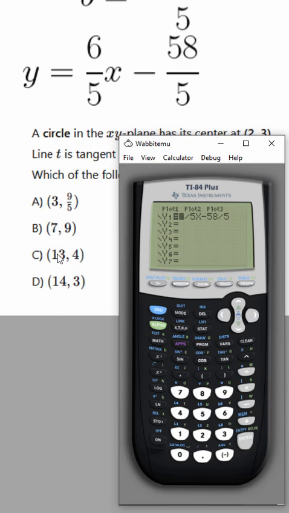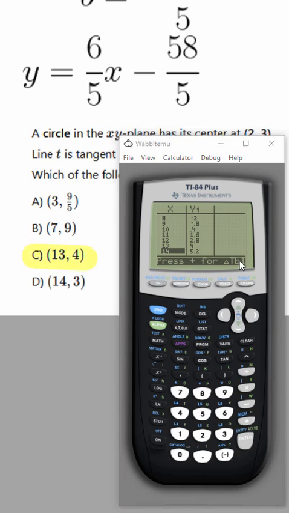We're interested in x's 3, 7, 13, and 14. If you wanted to look at the graph, you could here, but what we really care about is the table. I'm already at x is 14. 14 is not the answer because when x is 14, y is 5.2. However, at x is 13, what do you see at y? You see 4. So the answer is C. This is a nice quick way to get this question done instead of having to substitute in possibly up to 4 different pairs to see if the left side equals the right side. Punch it into the calculator and check which one of these, 13 and 4 or 7 and 9, is on the line itself.